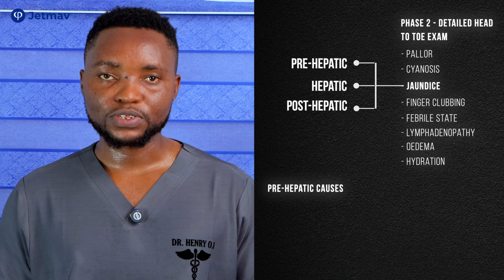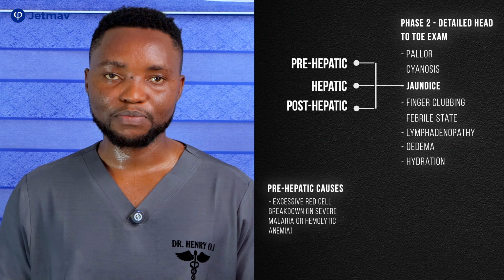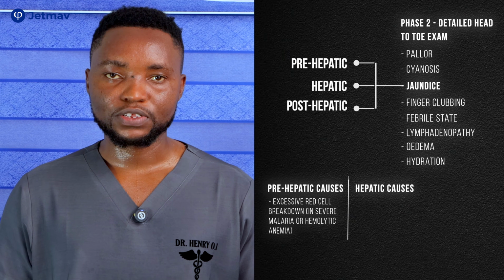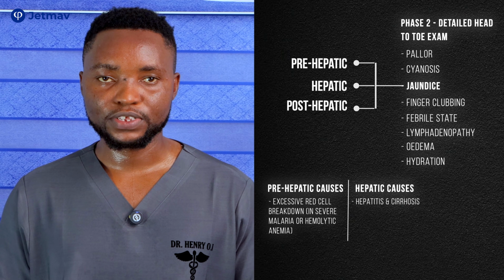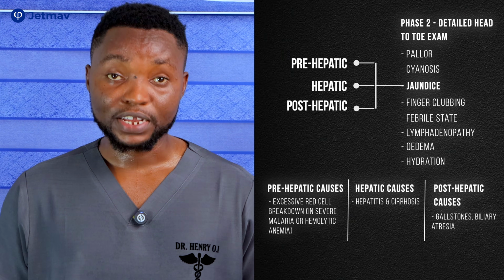So some of the prehepatic causes are excessive red blood cell breakdown, such as in severe malaria and hemolytic anemia. Then we have the hepatic causes, such as hepatitis and cirrhosis. Then we have the posthepatic causes, such as gallstones and biliary atresia.